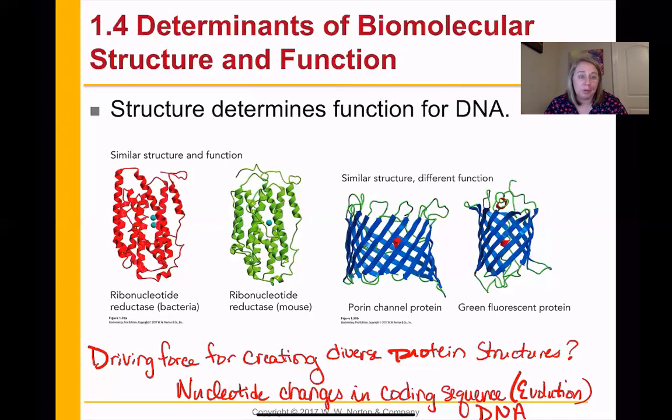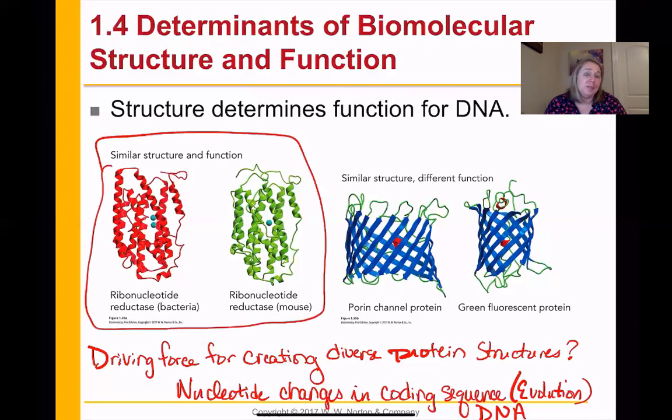So if we look at a couple of different protein structures here, right? Let's look at these first. They have very similar structure, and they do also have very similar function. They have similar alpha helices, similar loops, they look very similar, and they perform similar functions. They are ribonucleotide reductase. So these are enzymes, and the one in red is found in bacteria, the one in green is found in mice. And so usually, if it has similar structure, it has similar function. And if you were to look at the DNA that codes for these two proteins, what you would likely see is that they're very, very highly conserved, which means they have the same base pairs in the same places.